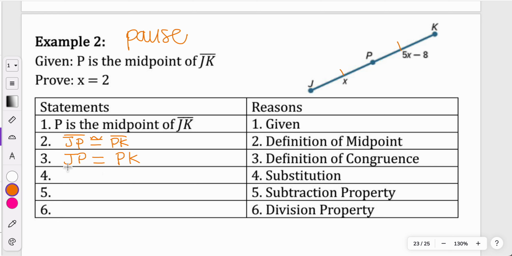Then I would substitute. So JP is substituted with x, PK is substituted with 5x minus 8, and now I'm going to use my algebraic reasoning. My subtraction property means I probably subtracted 5x from both sides, so I'm going to get negative 4x equals negative 8. And then my division property means I probably divided by negative 4 here, so x is equal to 2, and that is what I'm trying to prove.